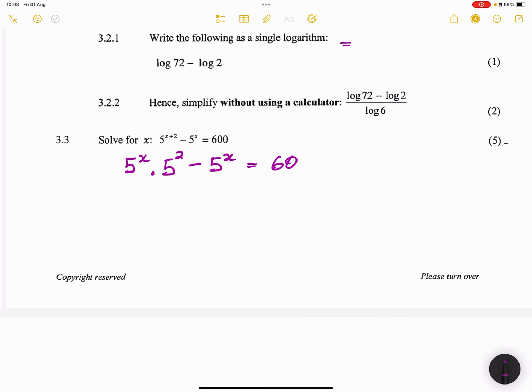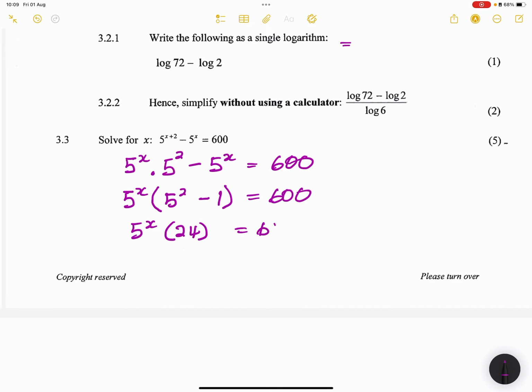Now, I want you to note, in this case, we've got a common factor, which is 5^x. So we're taking that out as a common factor. What are we left with? We've got 5 squared minus 1, and this is equal to 600. Okay? So that's going to give us 5^x times (5 squared is 25, minus 1), so that's 24, which is equal to 600.